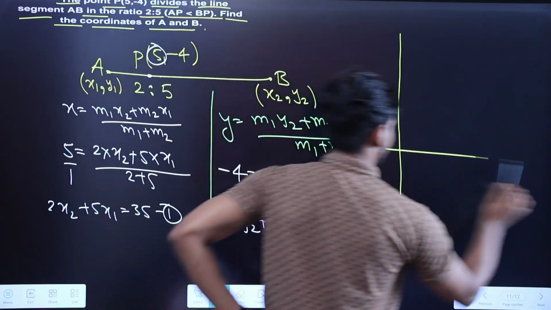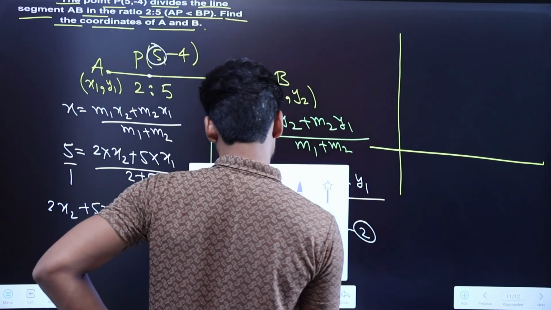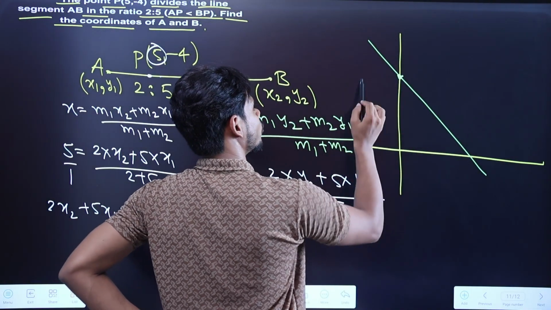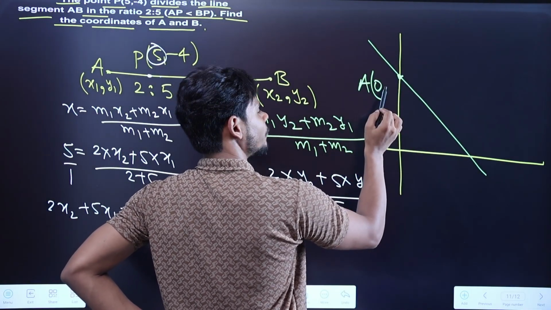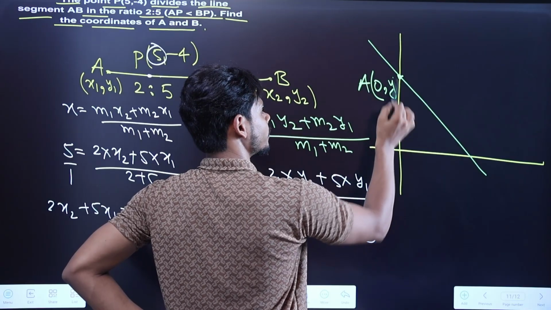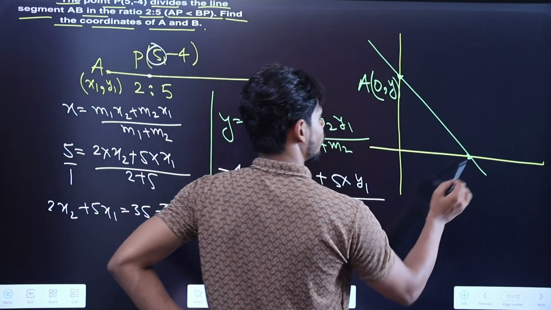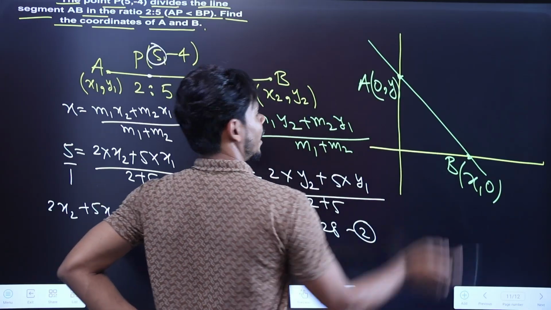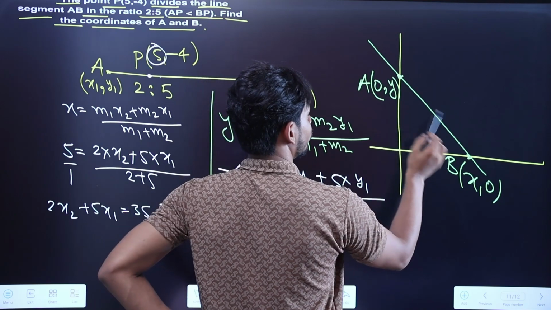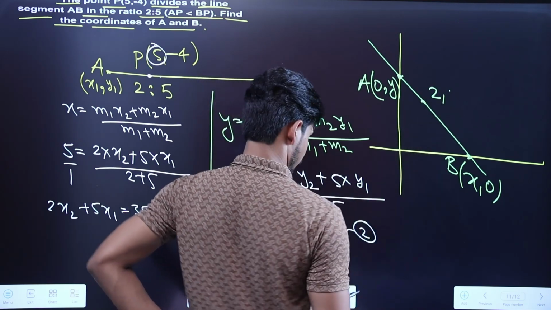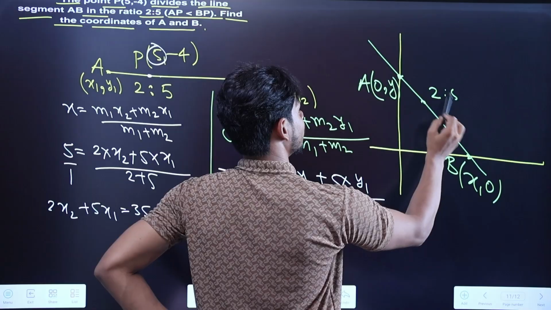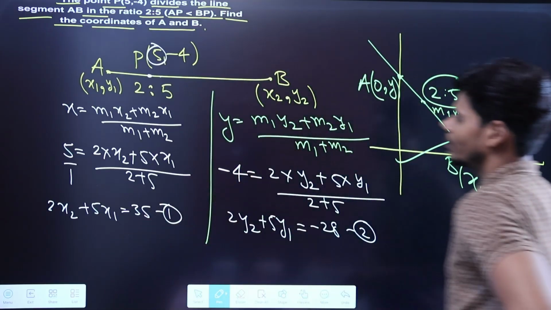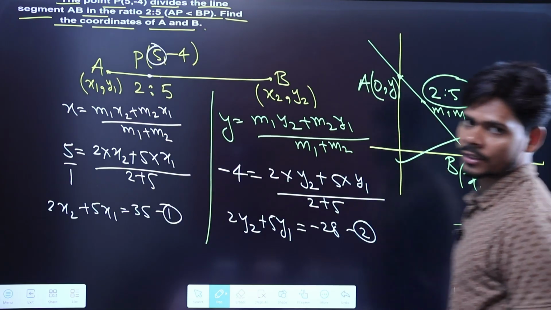They will give you a figure along with it, no problem. They will give a line like this, and the coordinate of A will be, if you can easily analyze, 0 comma something, which is y, right? And this point will be B, which is x comma 0, and the dividing point will be in the ratio 2:5. This is the kind of question, m1 and m2 you will be given. Now you will have only two variables.